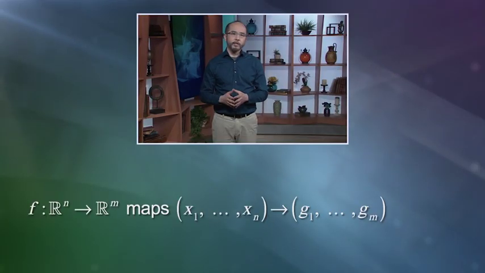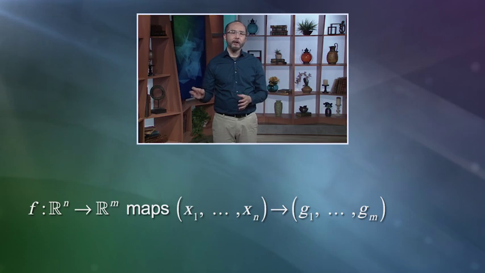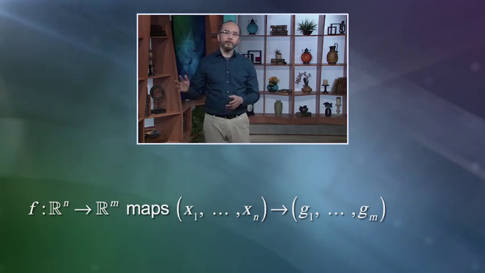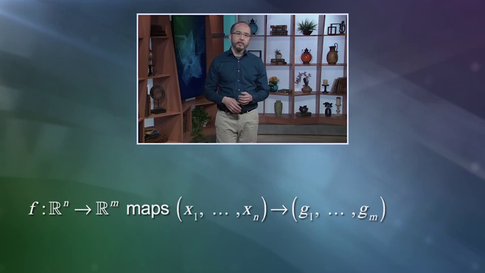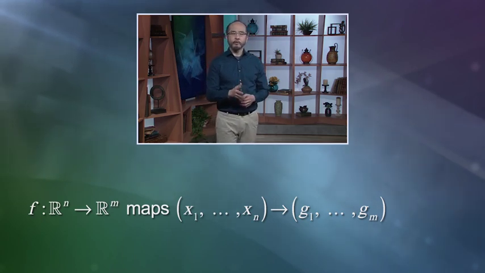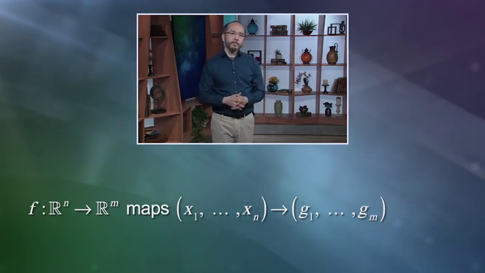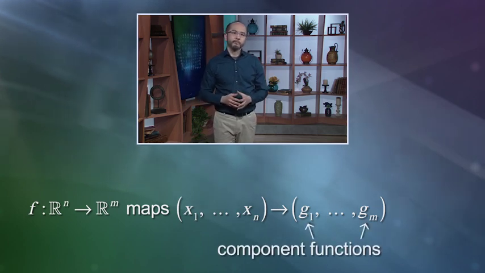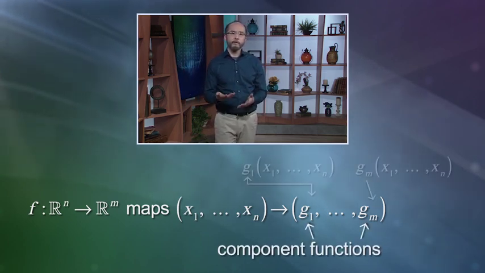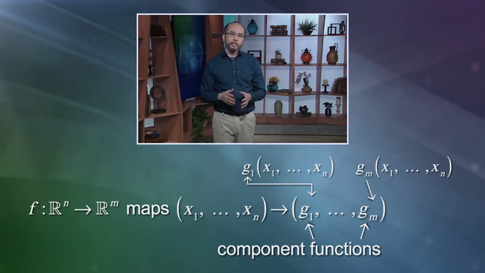In multivariable calculus, the functions you work with can have more than one input variable and more than one output variable. There could even be different numbers of input and output variables. We might express such a function as a function f from R^n to R^m that takes n input variables, x1 through xn, to m output variables, g1 through gm. Each of these g_i's is called a component function. Notice that the component functions are really functions of the input variables, but to save space, we usually omit writing them.